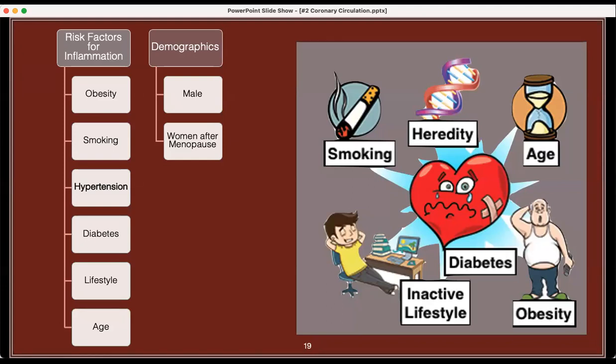The risk factors that cause inflammation, which turn around and cause heart disease and vascular disease, are all of these factors shown in this infographic. So it's obesity, smoking, high blood pressure is huge, of course, diabetes, lifestyle, and of course, aging increases the risk for cardiovascular disease. And then the demographics: men have a much higher likelihood of developing heart disease, and notice women after menopause.